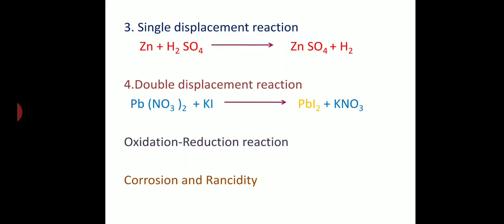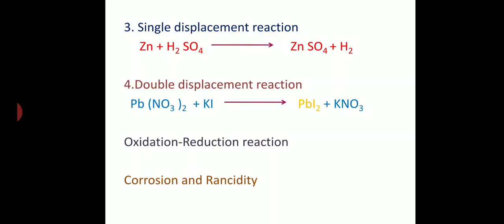Now what is the test for hydrogen gas? So when we bring a burning matchstick, it produces a pop sound. Correct. Next, double displacement reaction. So here it is the mutual exchange of ions when two aqueous solutions of compounds are mixed. Sometimes this reaction leads to formation of a precipitate. Example, lead nitrate plus potassium iodide gives lead iodide, a yellow precipitate, plus potassium nitrate, right?